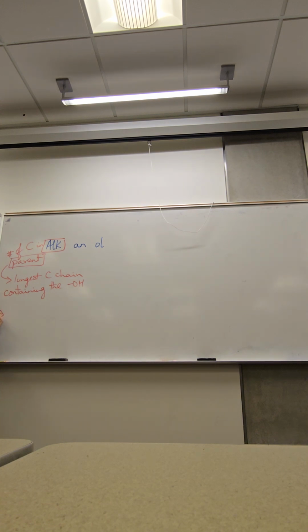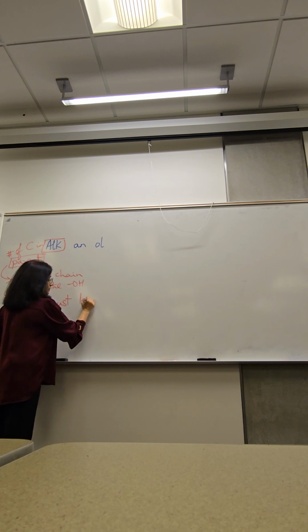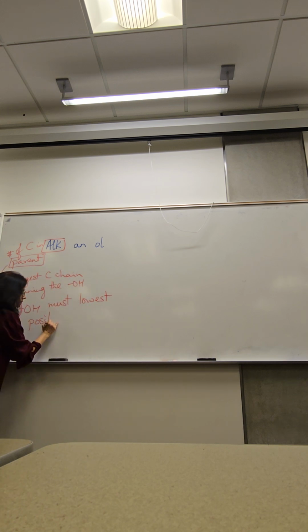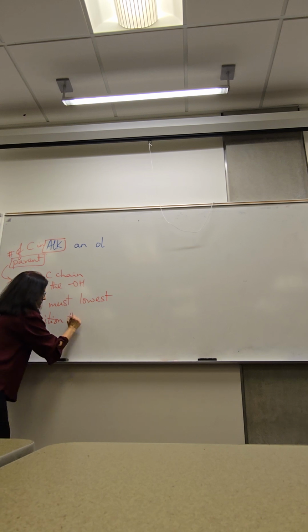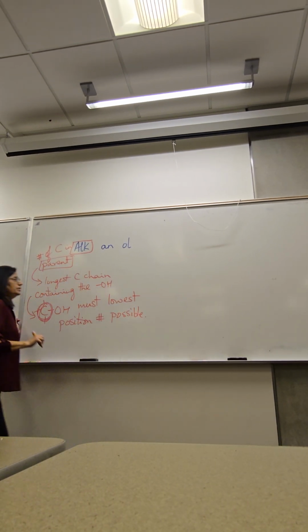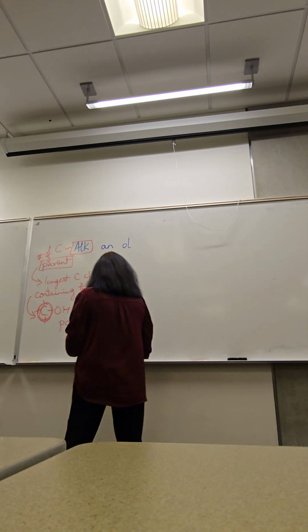Which also means that the carbon the OH is bonded to must get the lowest position possible. So when you're numbering your parent chain, you have to number it in such a way that the carbon the OH is bonded to gets the smallest position number. Okay, what does this tell us?